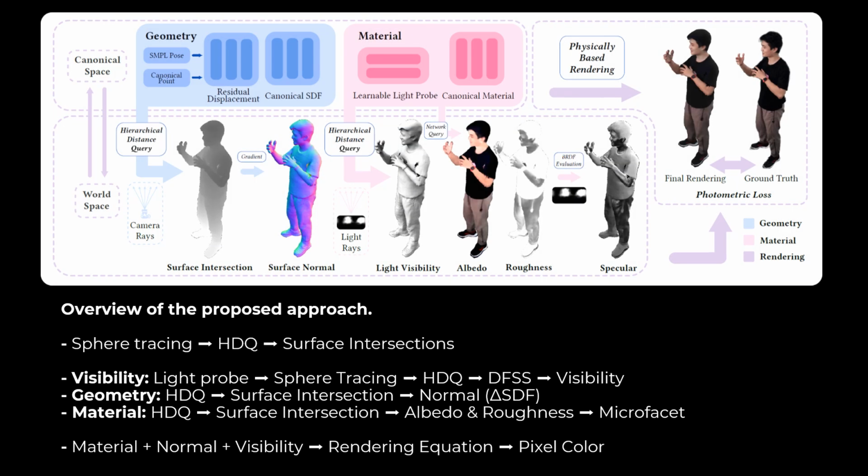Given world space camera arrays, we perform sphere tracing on the hierarchically queried distances, Section 3.2, to find surface intersections and canonical correspondences. Light rays generated by an optimizable light probe are also sphere traced with HDQ to compute the closest distances along the ray. Material properties and surface normal are queried on the canonical correspondences and warped to world space. For soft visibility, then, the final pixel colors are computed using the rendering equation.